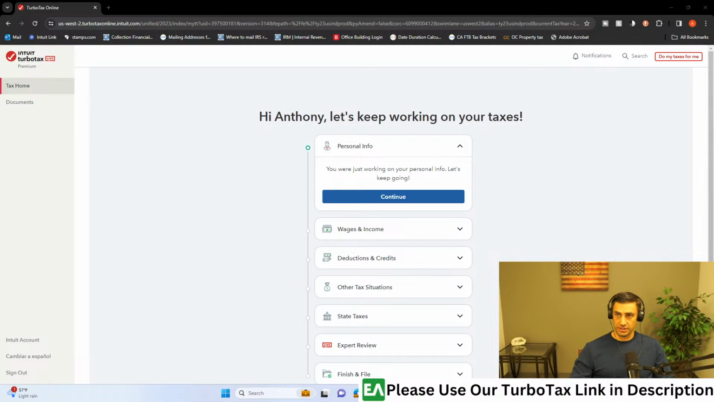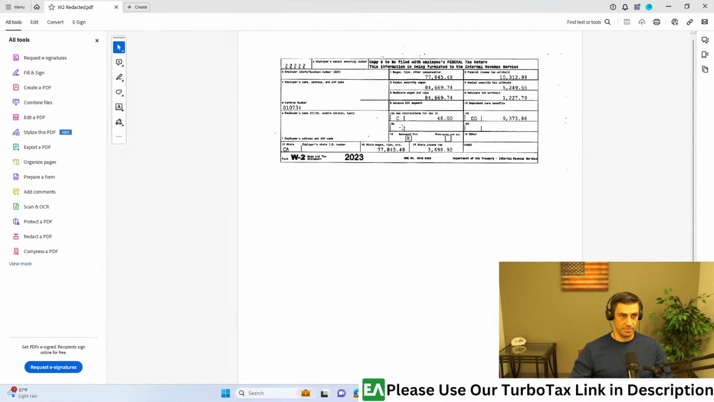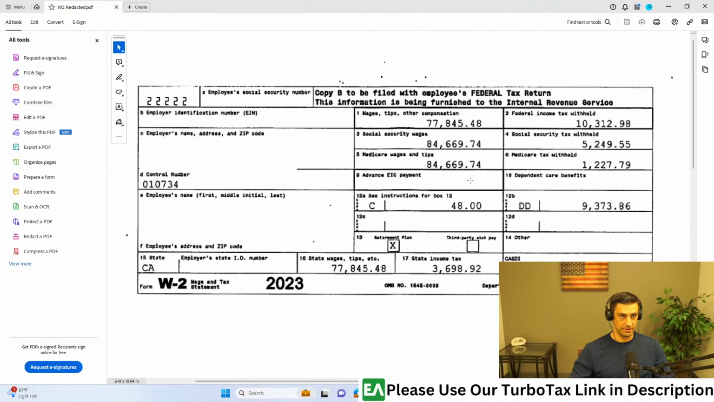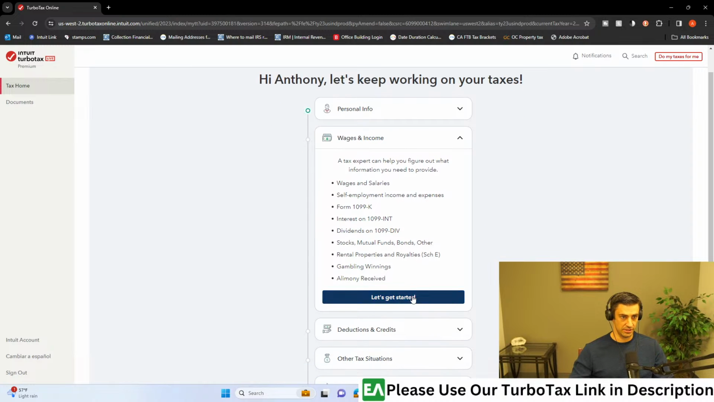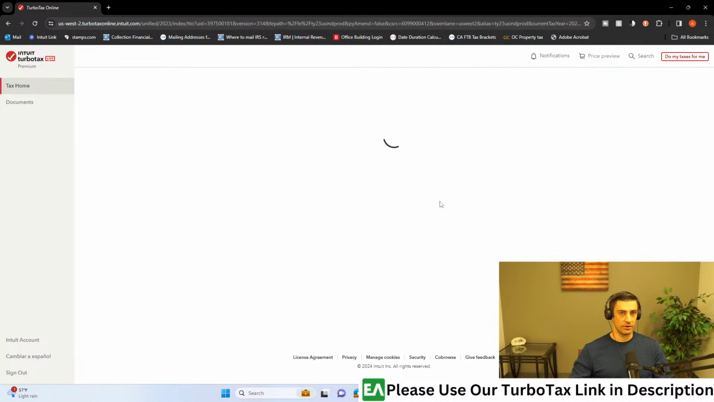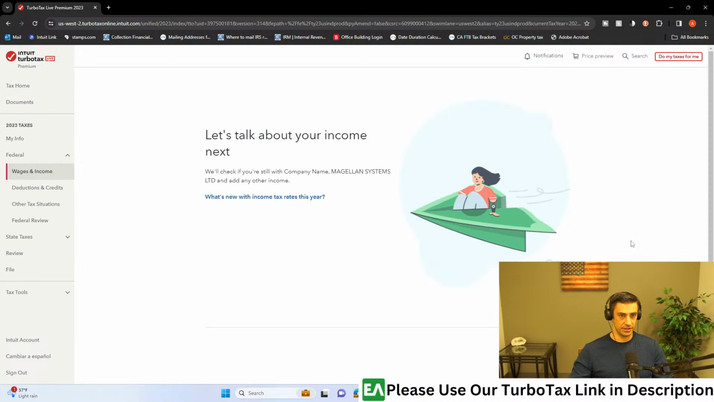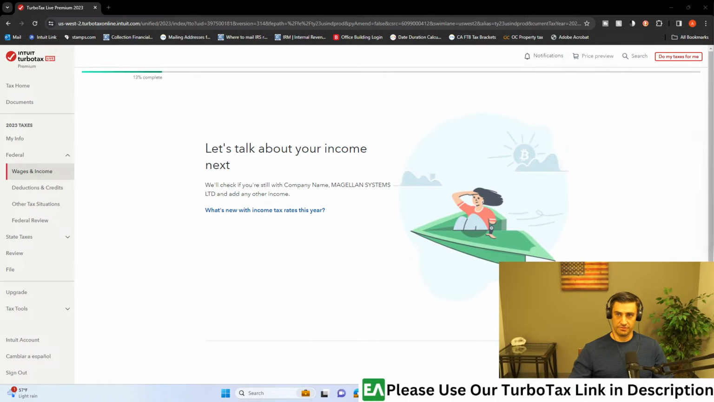All right, so we're going to start here with the W-2. This is basic stuff a lot of people have here. Got a W-2, looks something like this here, and we're going to enter this in. So let's do this. Wages and income, I'm assuming. Let's get started. All right, TurboTax, what you got for me? I got the premium version. Look at that.